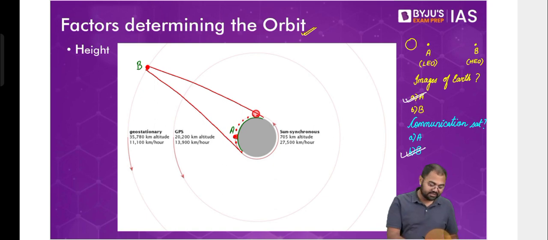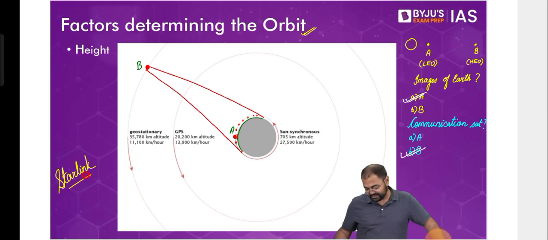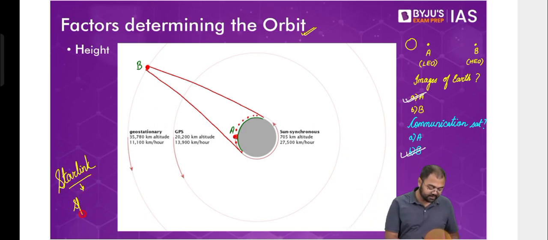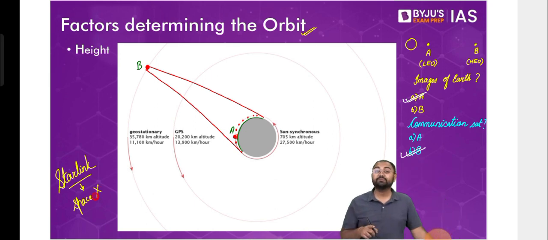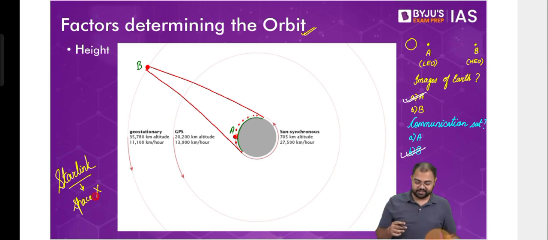And for example, if you know about the Starlink project, have you heard about the Starlink? You have? Great. So yes, SpaceX, correct. This is a project by SpaceX to provide space-based internet, and they are keeping their communication satellites at A. Now, because of that, they have to use multiple satellites.